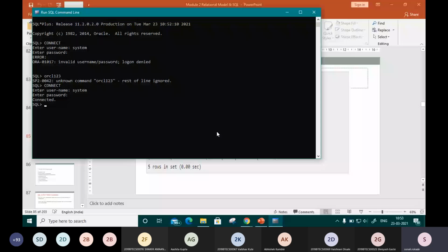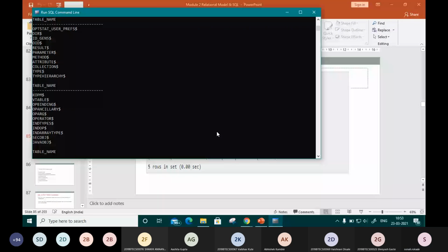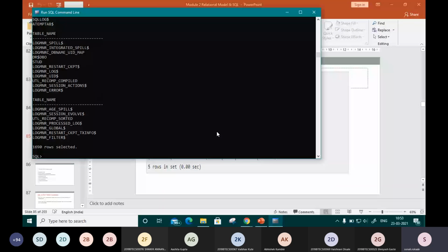If we want to find out the tables which are created by the database administrator, you have to pass the query: select table_name from DBA_tables. Okay, so you can find all the tables which are created by the database administrator. So 1690 rows get selected. These are created by the database administrator.